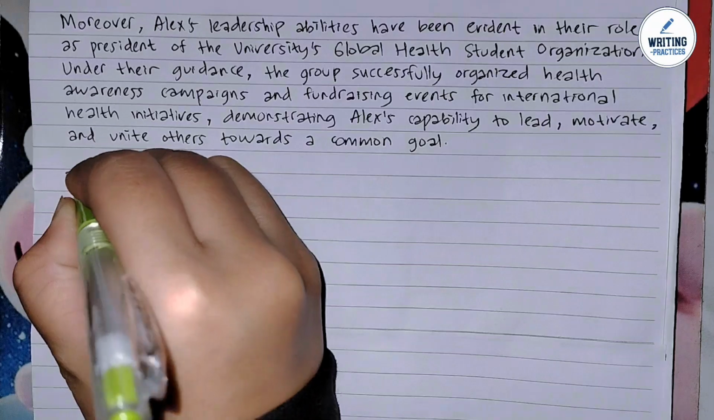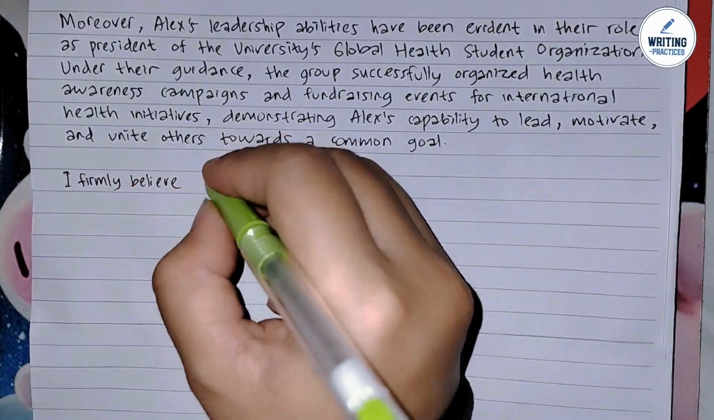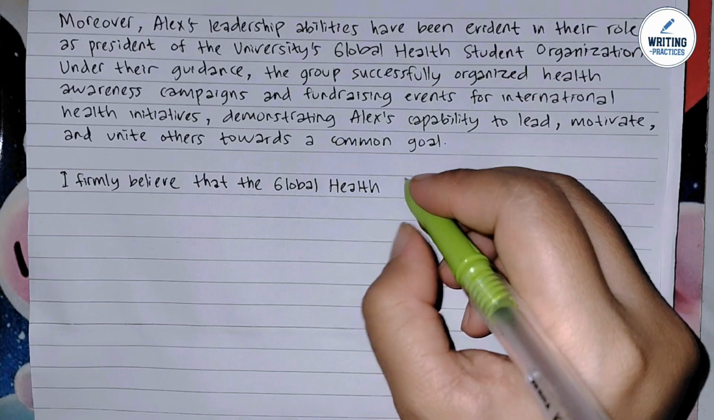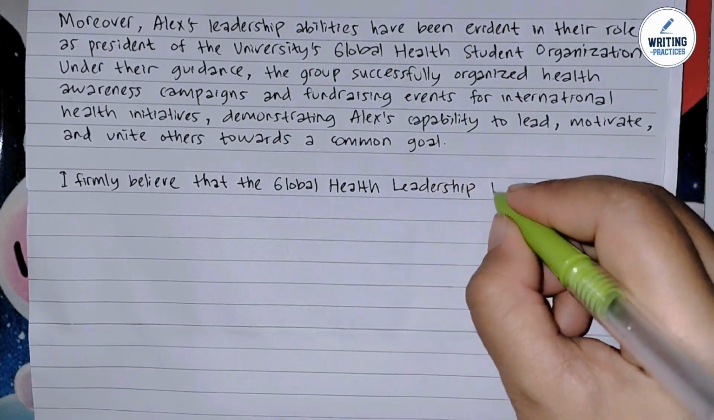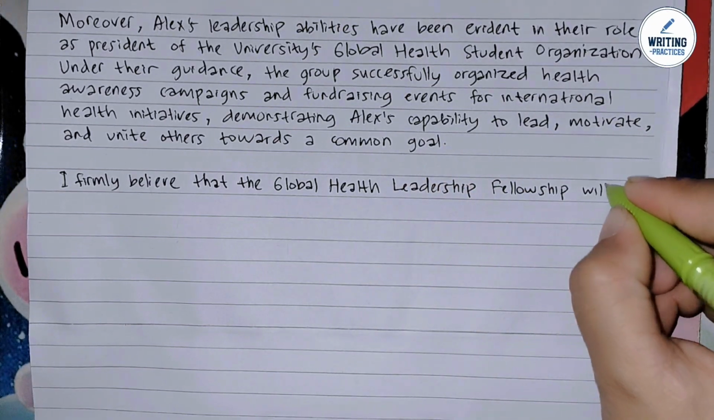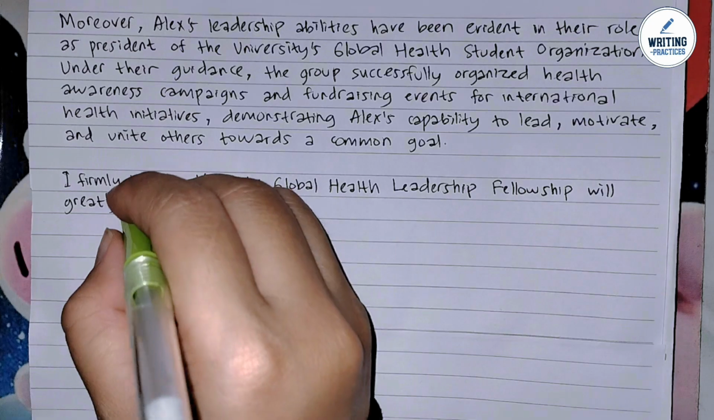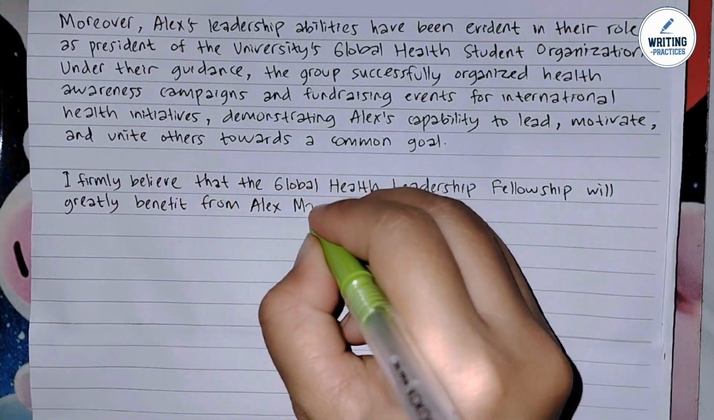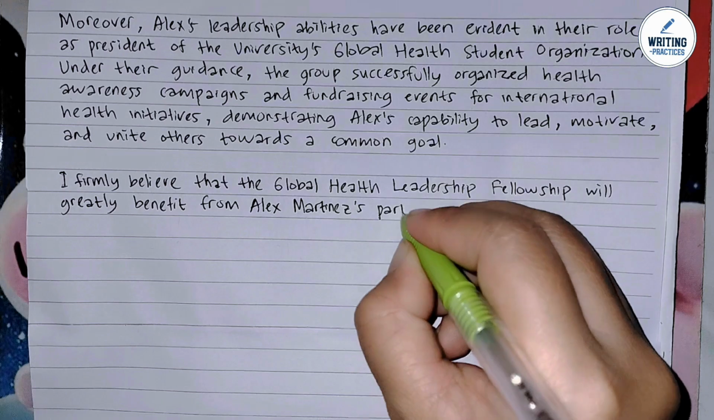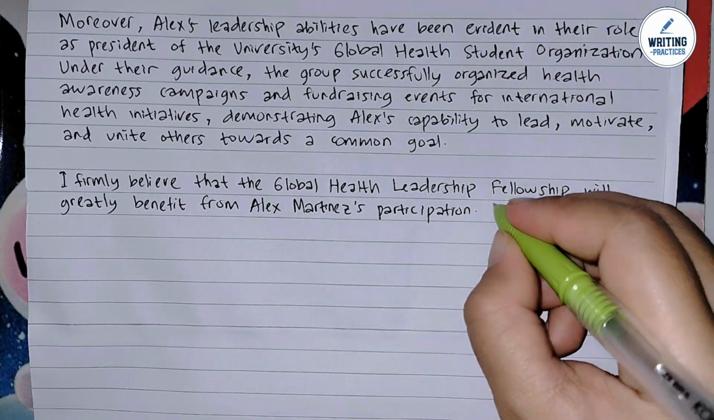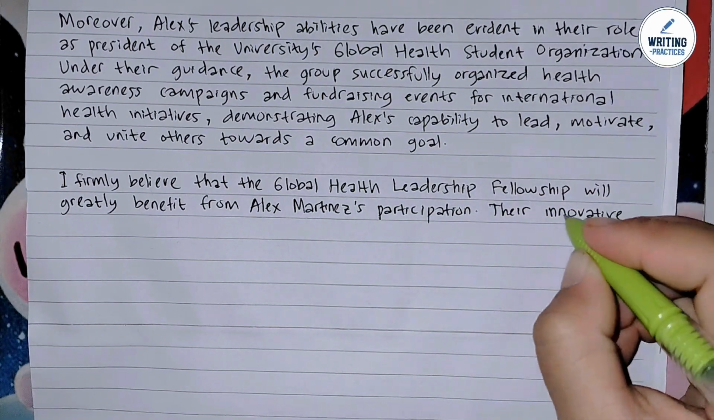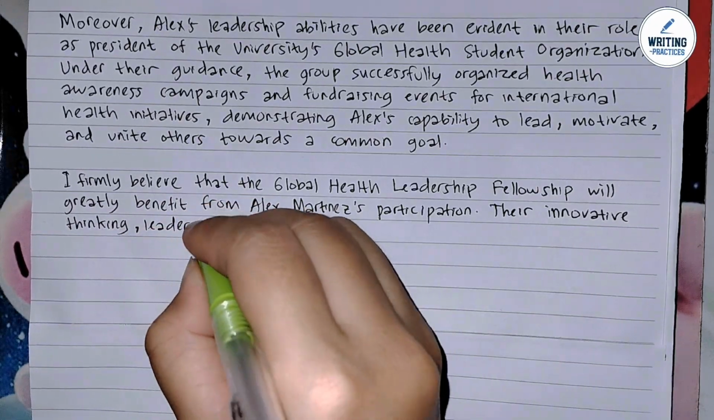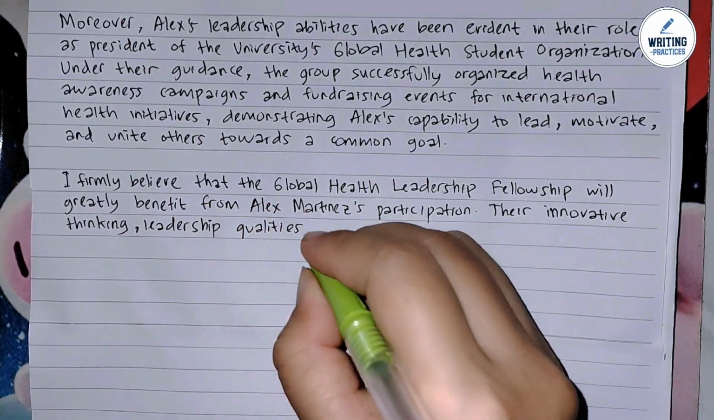In paragraph 5, it is where you write the applicant's fit for the fellowship program. You need to explain why the applicant is a good fit for the fellowship, connecting their skills and aspirations to the specific goals of the program. And show that the applicant aligns with the fellowship's mission, reinforcing their suitability. Simply, you may write, I firmly believe that the Global Health Leadership Fellowship will greatly benefit from Alex Martinez's participation.